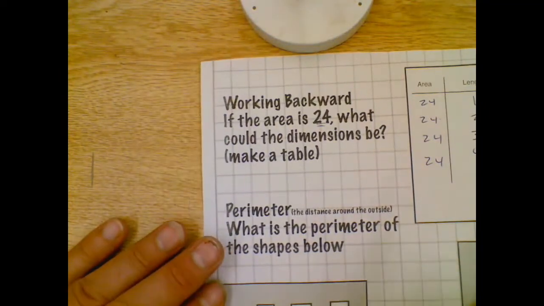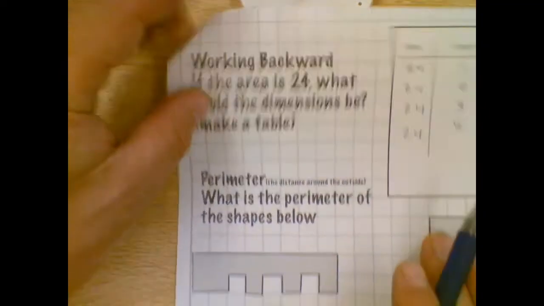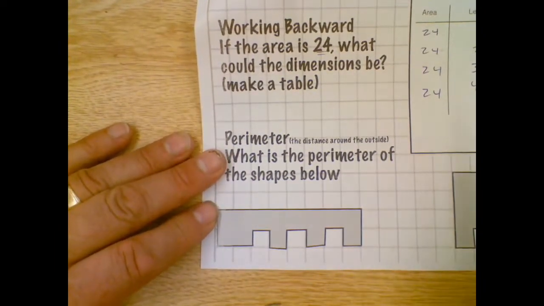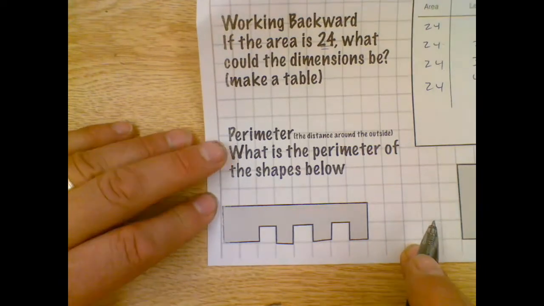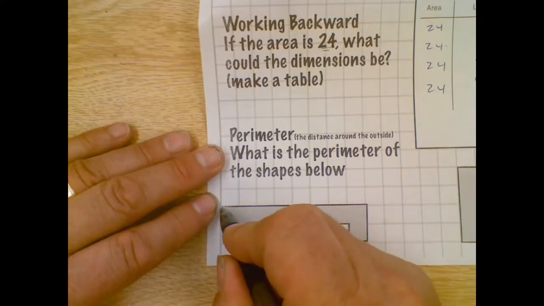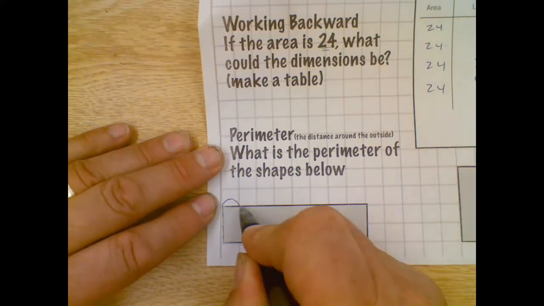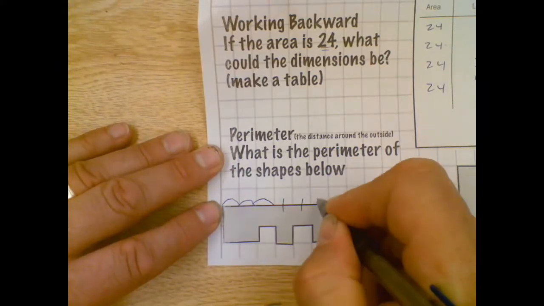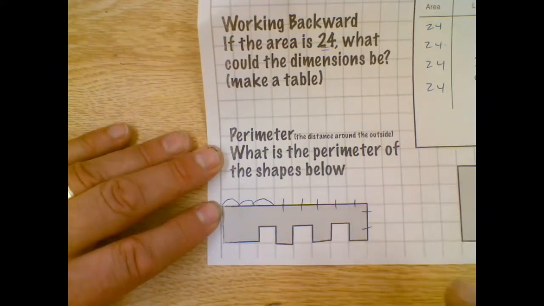And now let's do perimeter. Perimeter, of course, is the distance around the outside of the shape. Now for a rectangle, you have a formula. But for something like this, we would just be counting around. So one way to make sure you don't make a mistake is to do something like this. So 1, 2, 3, et cetera. Or sometimes people do this and they go around. So this is pretty straightforward.